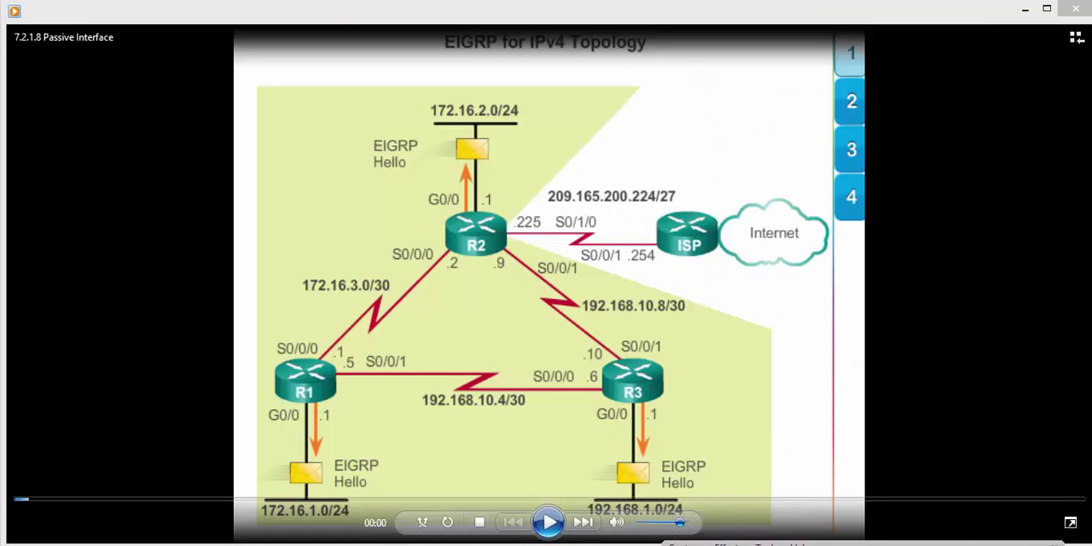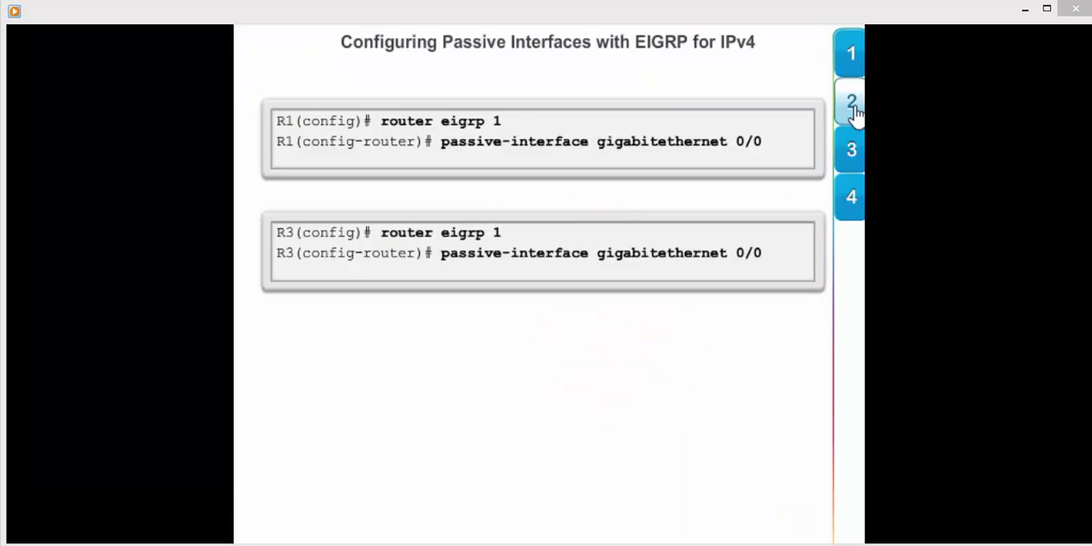Now in this picture, you can see that R1, R2, and R3 don't have any neighbor on their gigabit Ethernet ports in this topology. You don't have any neighbor in the topology.